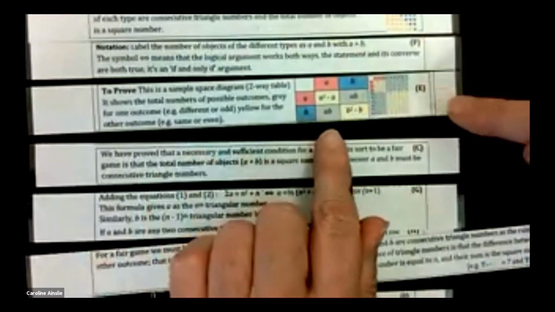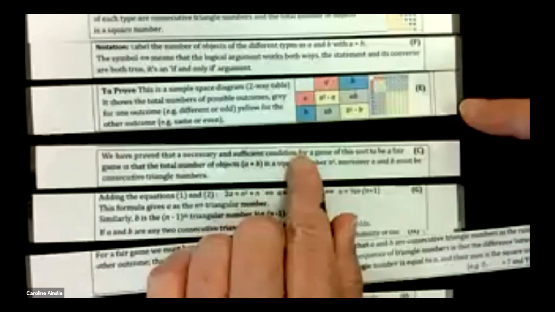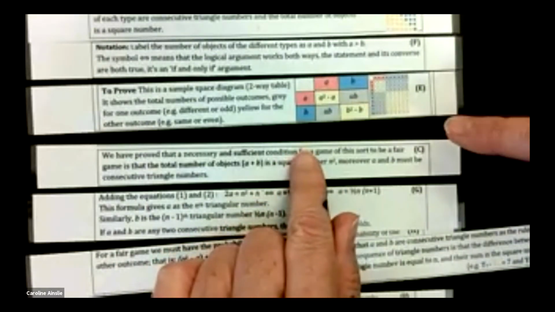We're going to prove this is a sample space diagram. So we've got what we've been working with earlier, a two-way table. It shows the total numbers of possible outcomes, gray for one outcome, either different or odd, and yellow for the other outcome, for example, same or even. So we're getting somewhere. We've now made our statement, we've made our conjecture, we've established our notation, and we said what we want to prove and how and what tools we're going to use to prove it.